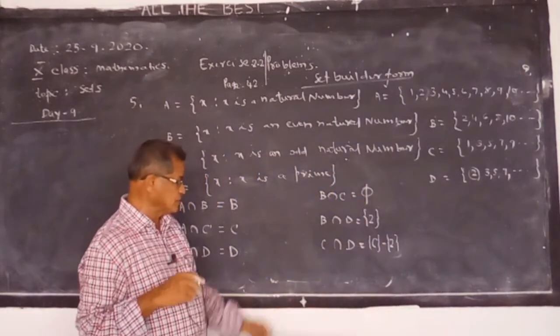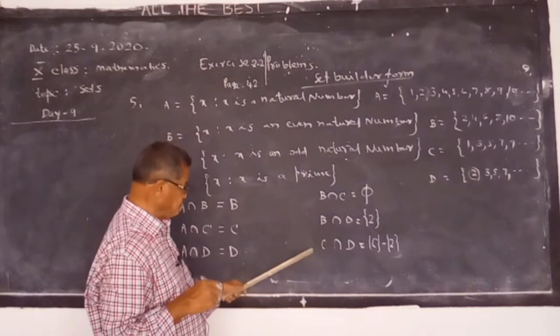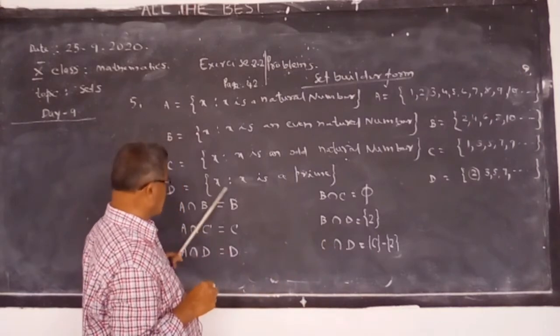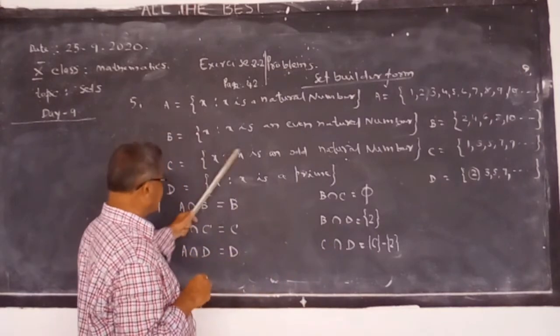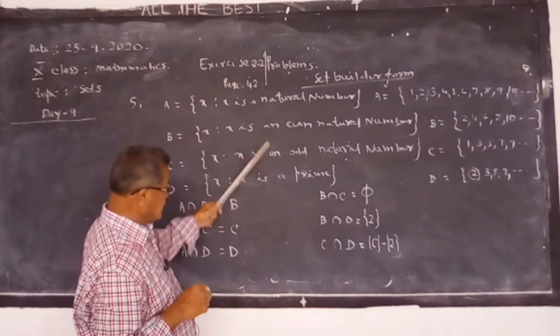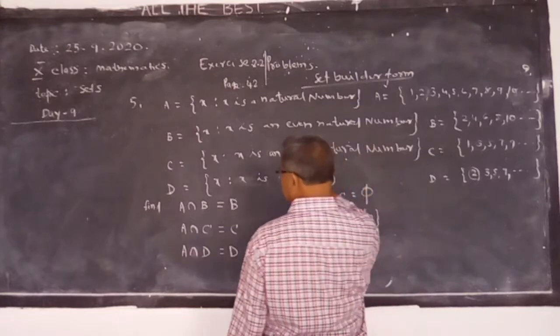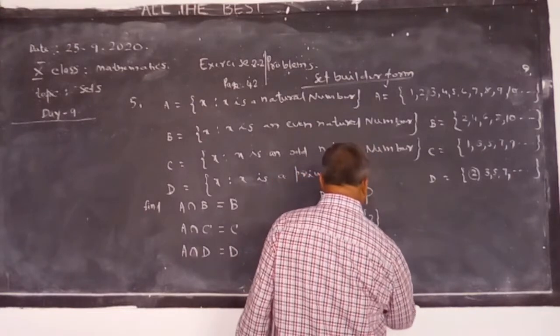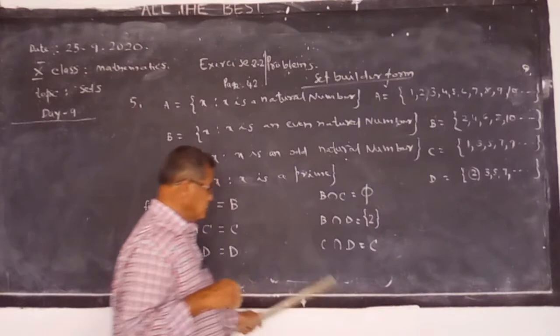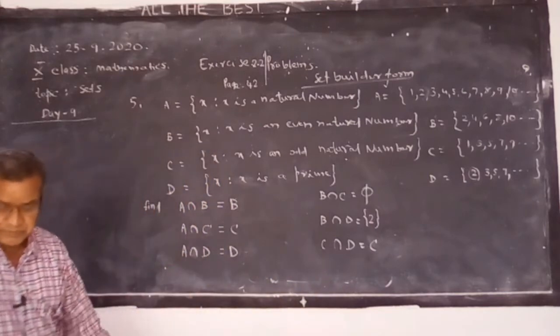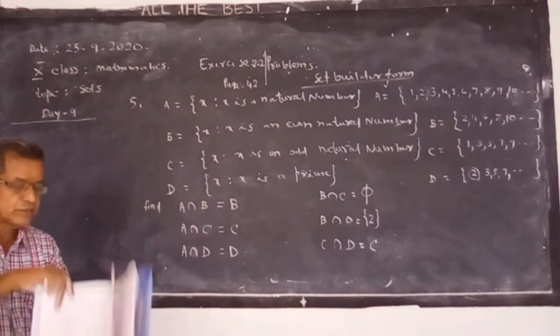No common elements. Odd means what we can write here? C and D, you can also write only prime numbers, only odd numbers. The common elements we can write as C. So this is the answer. Don't confuse. Think and write.